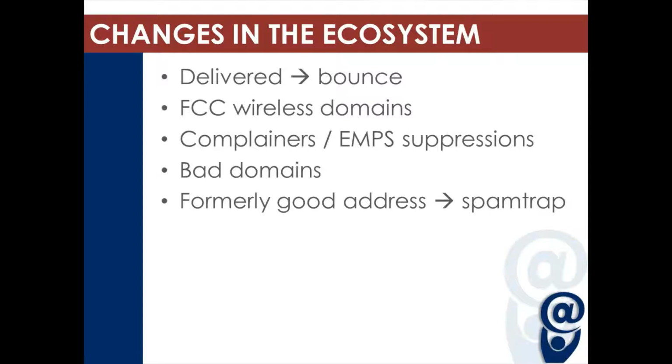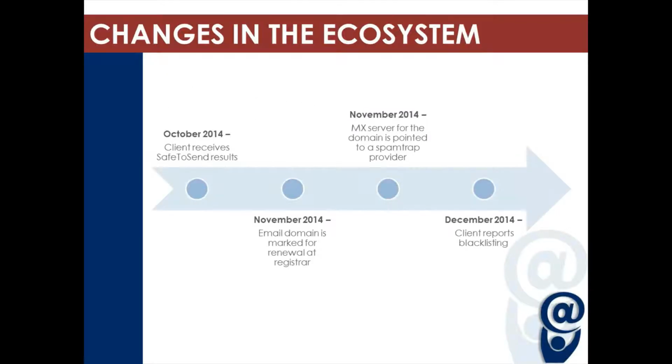And then formerly good addresses, through a process that I sketched out briefly above, may turn into spam traps. Let's focus on that last one for a second and go through an example that a client went through recently. This is kind of a funny example because the timing is just so interesting. Take it that in October, a client receives some Safe to Send results. They conduct an email protection hygiene project with us, and they do a Safe to Send project. They get some results, some of which we say go ahead, email these, and some of which we say don't email these.